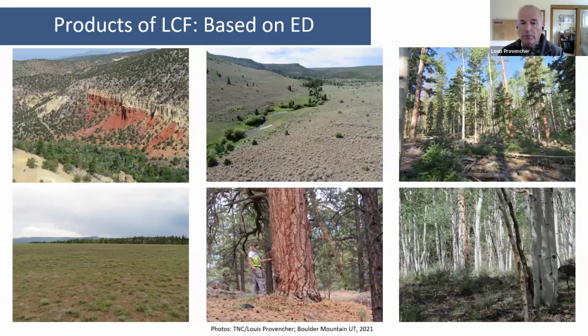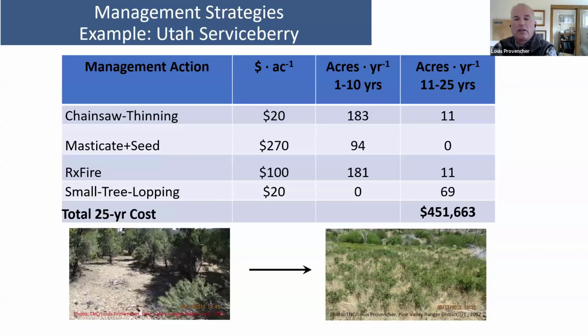So I'm going to give you some sense of the products we deal with. This is an example. So this is all derived from ecological departure. And you are managing certain class of vegetation to recruit another class of which you have a deficit in. So you're moving the acres among what you guys would call the S classes. And here is one for one system. It's Utah Service Berry. This was in southwest Utah. And you have different actions here in the rows: chainsaw thinning, masticate, prescribed fire, small tree lopping.